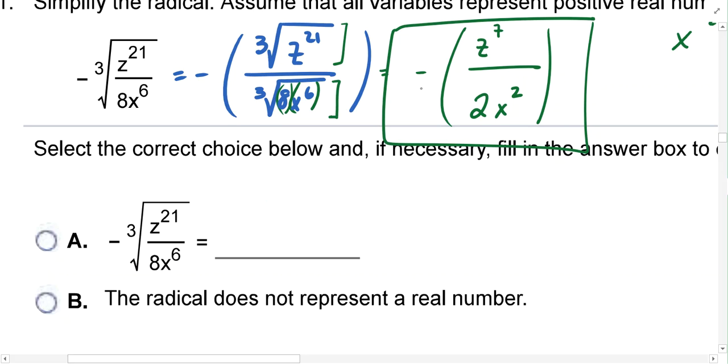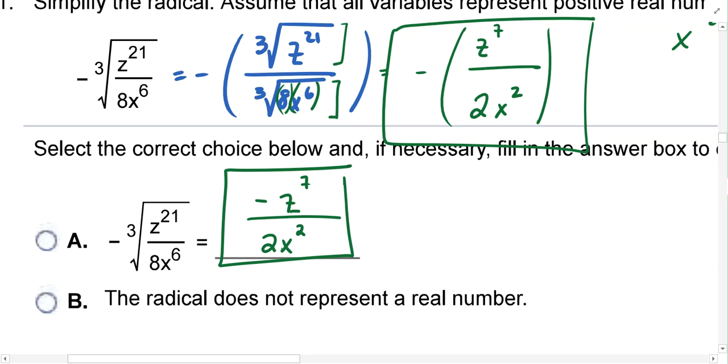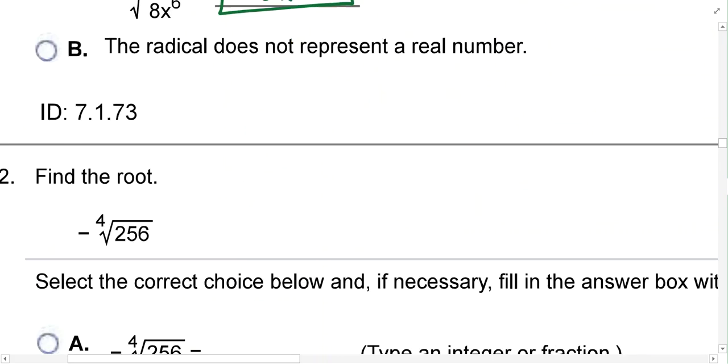Otherwise, what you could do is you could distribute this minus sign into the fraction. Now keep in mind that the distribution technically only goes to one of the sections, either the numerator or the denominator. It does not go to both. So if I were to report this, I usually distribute that negative sign to the numerator. I would say negative z to the 7th over 2x to the 2nd power. And that's another way that we can report this answer. But I'm fairly certain MathXL will accept this one, and you don't have to go through the trouble of distributing.